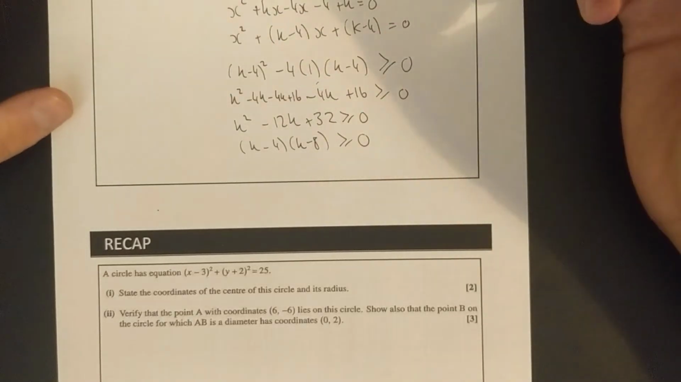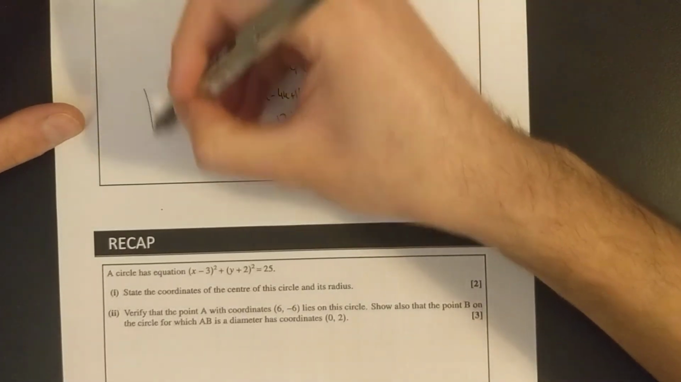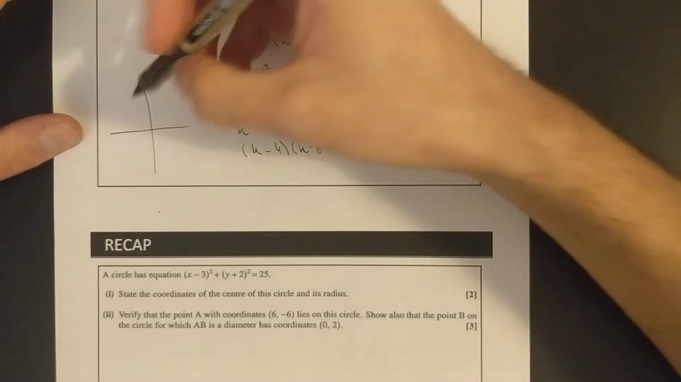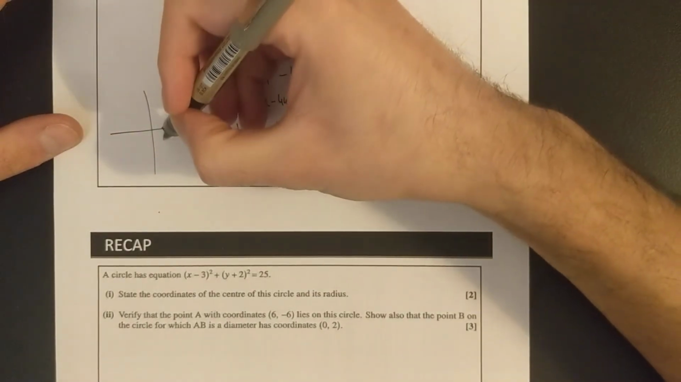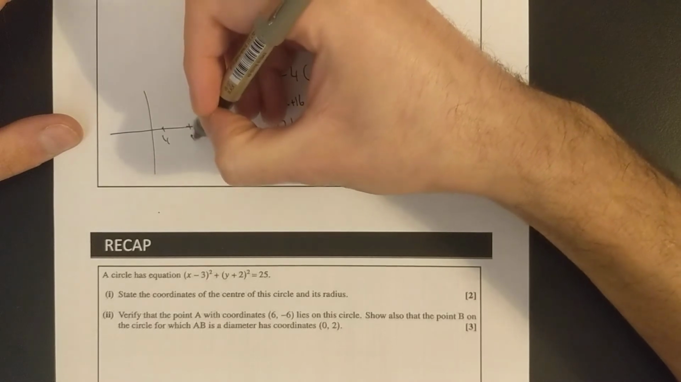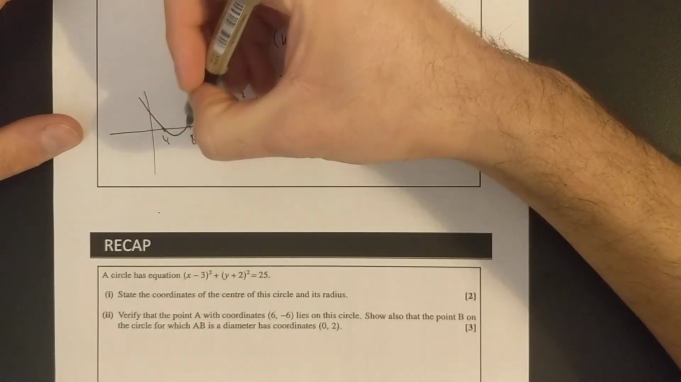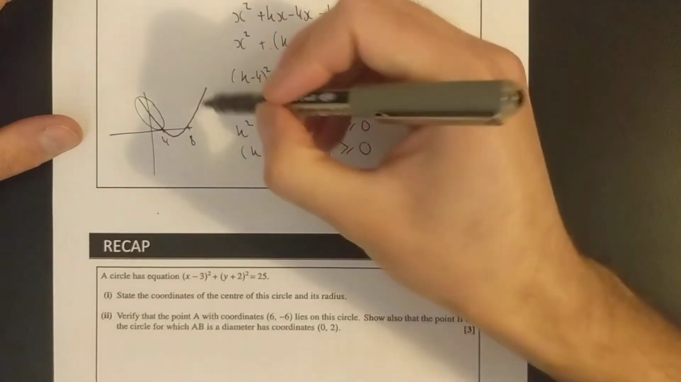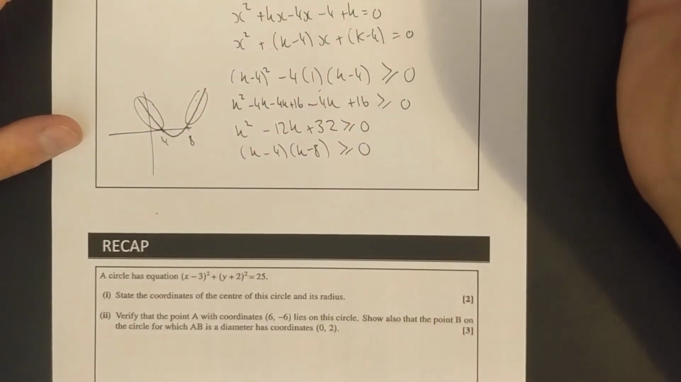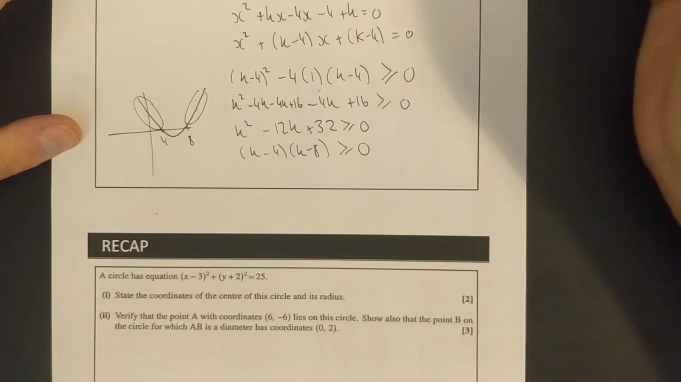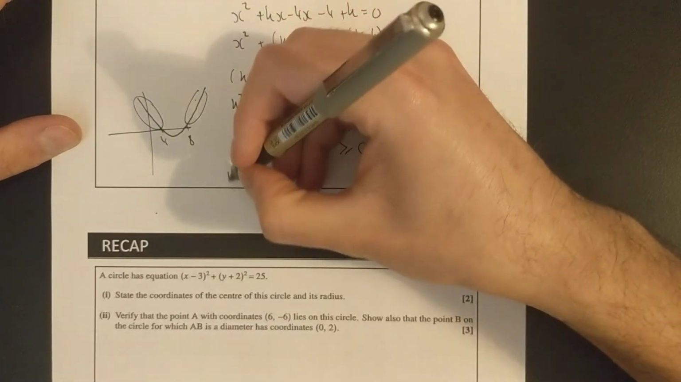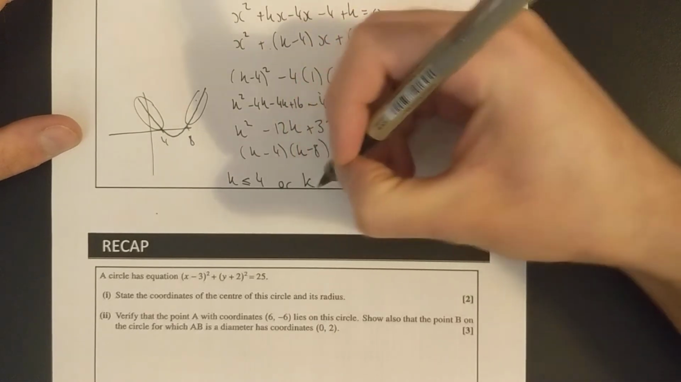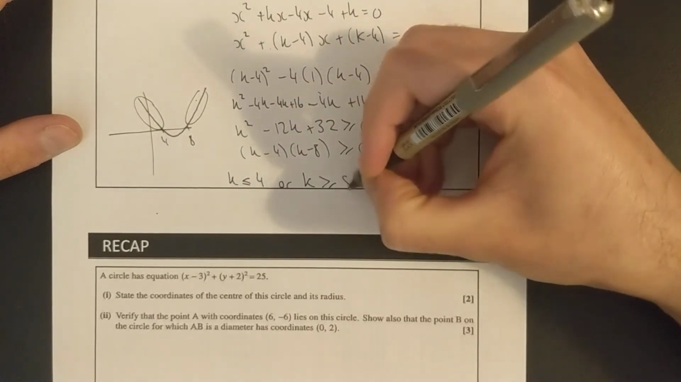So here, if I think about what this quadratic looks like, I've got that it's going to cross at 4 and 8. And I want to know where it is greater than or equal to 0. That's these two different sections of it, so I'm going to have two separate answers. So either k is less than or equal to 4, or k is greater than or equal to 8.